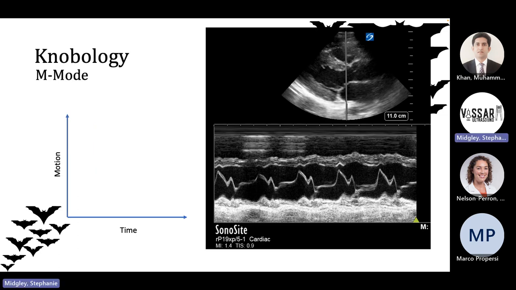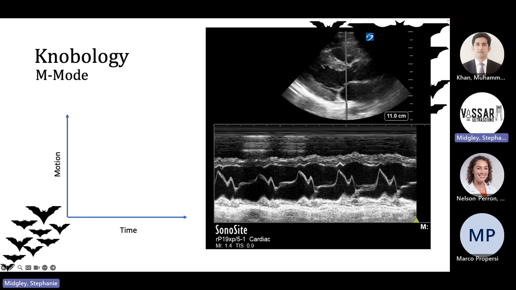All right, so quick on some advanced features, M mode. M mode is essentially a graph of motion over time. Anything that hits this line right here is going to be depicted as an up and down motion. So this is an echo for the heart. And this right here is the mitral valve. You can see the mitral valve opening.